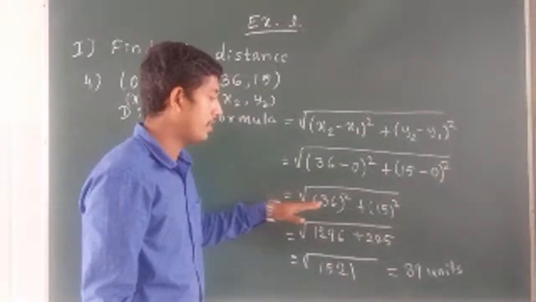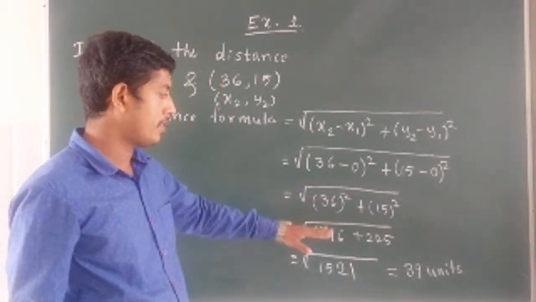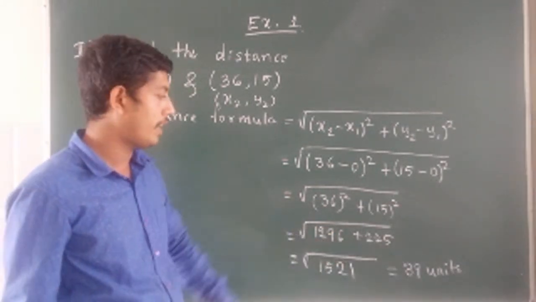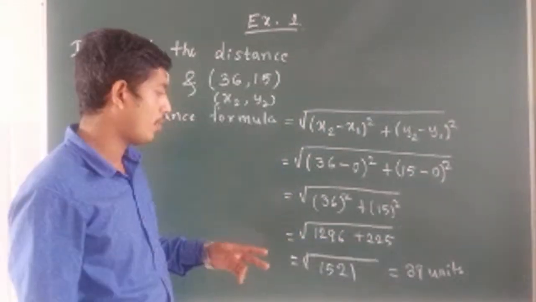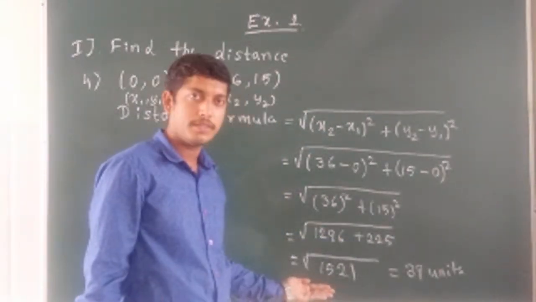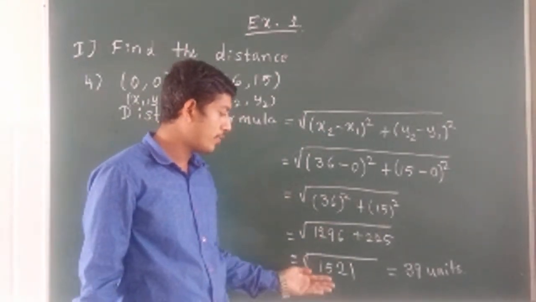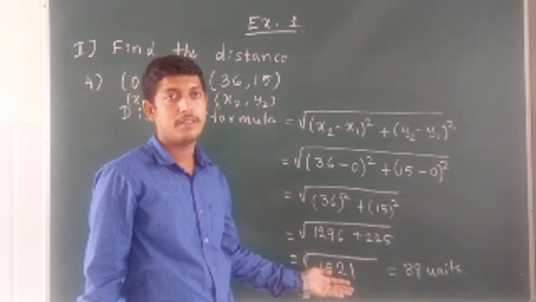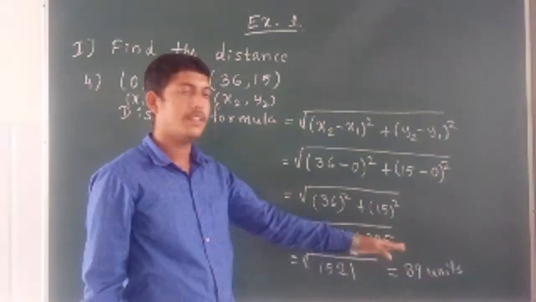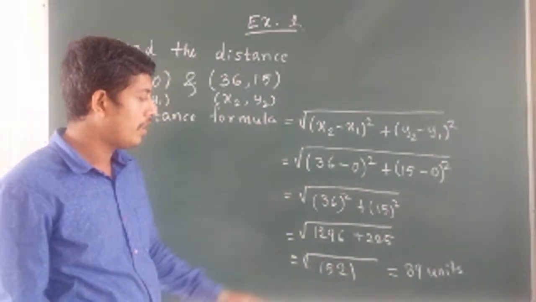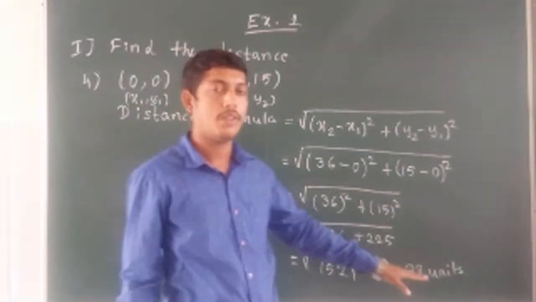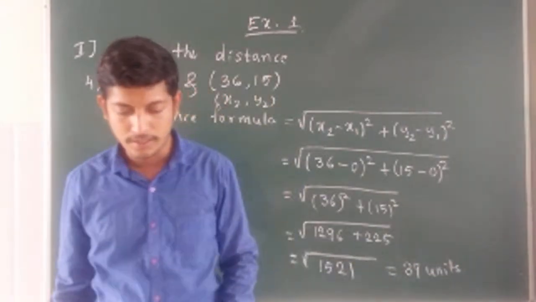Okay, 36 square, you have to multiply 2 times. 36 into 36 gives 1296 and 15 square is 225. If the question is asked for 1 or 2 marks, then you can end with this. You can write square root of 1521 units. Or if you know the answer, by using the division method or factorization method, you can solve and write the answer as 39 units.